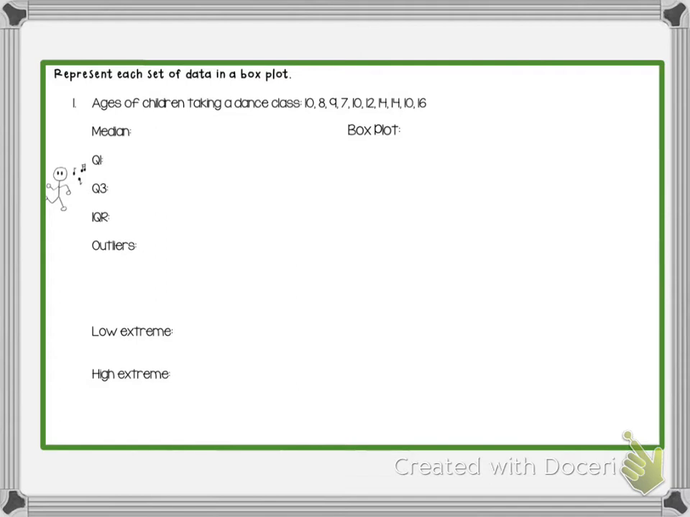In order to find the median, we need to order from least to greatest. And I'm confident that you can find your median, Q1, Q3, and IQR on your own. So go ahead and press pause. I need everybody to order these numbers and then find your median, Q1, Q3, and IQR.